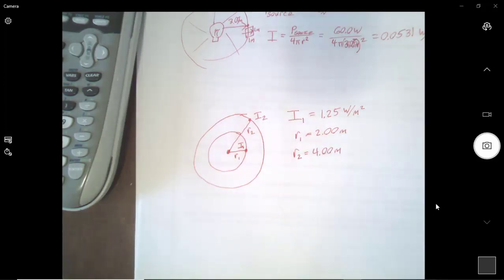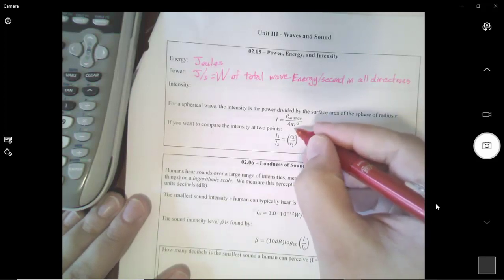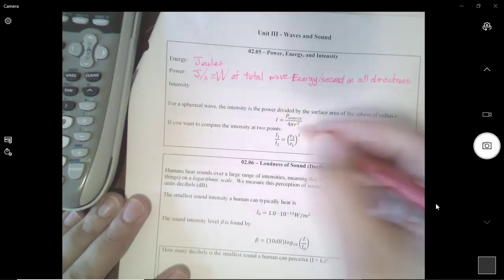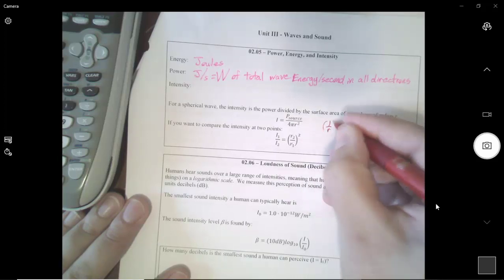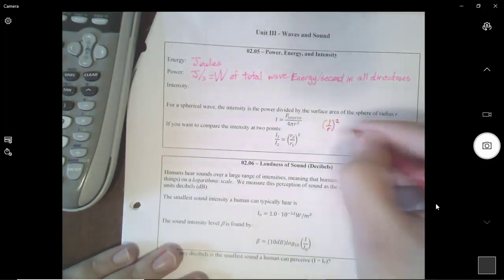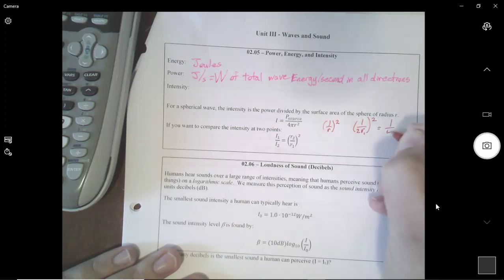Now we don't really need to do a calculation. If we look at this equation, we see that the intensity drops off as the square of the distance. So if we are twice as far out, the 1 over r gets squared. Hopefully that's still recording. Sorry if it blacked out for a second. So if we double the distance, that 2 gets squared, and so we have a 4.